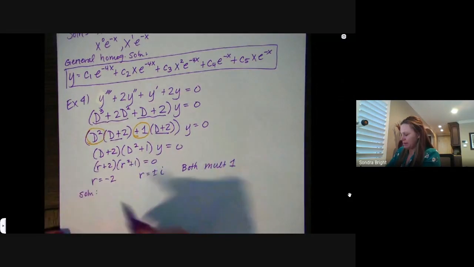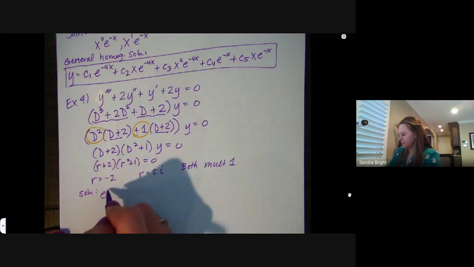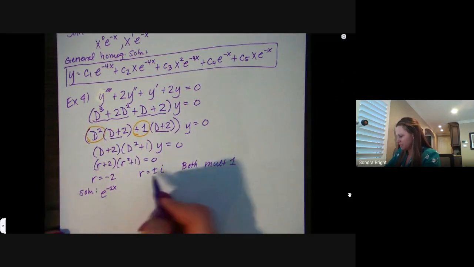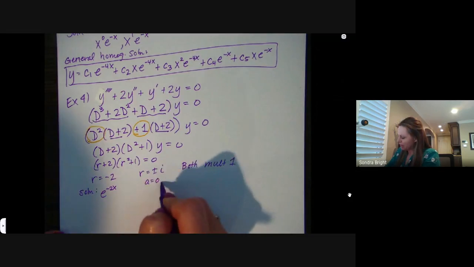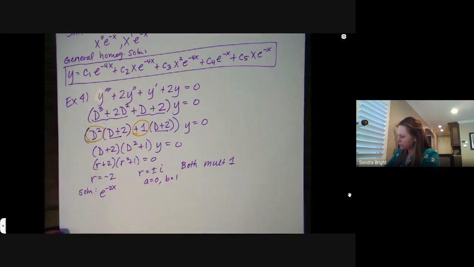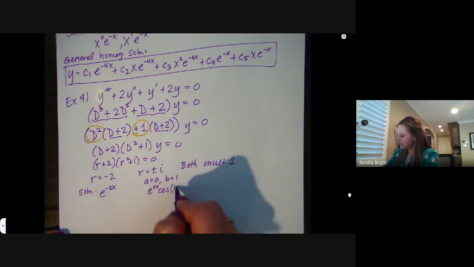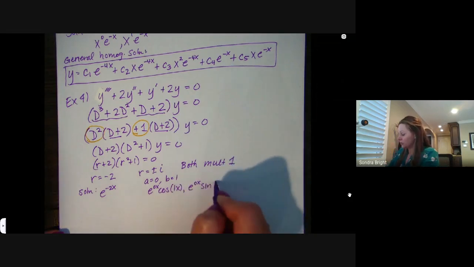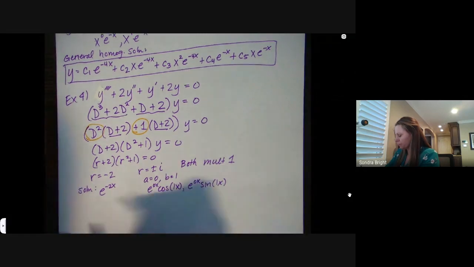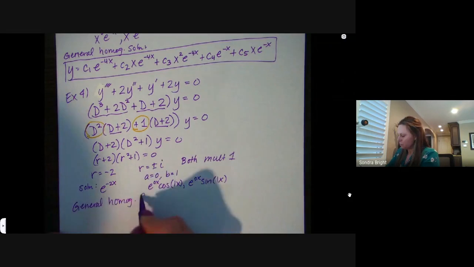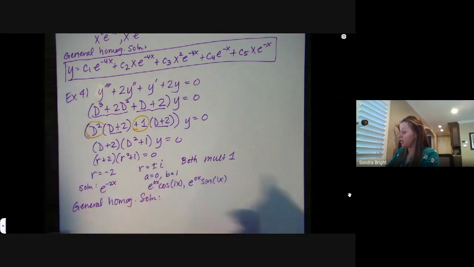e to the -2x. Yeah. This guy, complex, your a would be 0, b is 1, and so you'd have an e to the 0x cosine of 1x and an e to the 0x sine of 1x for those 2 roots. And your general homogeneous solution is y equals the linear combination of all 3 of these guys.